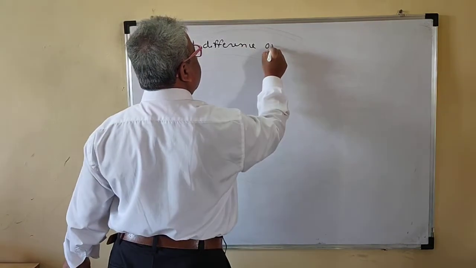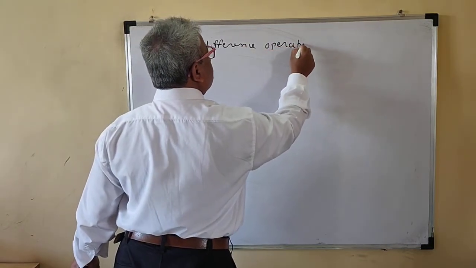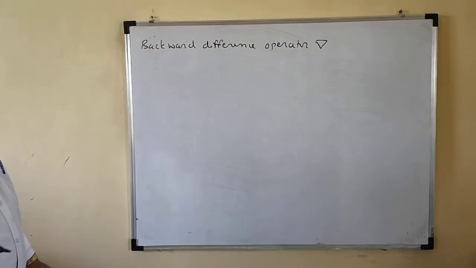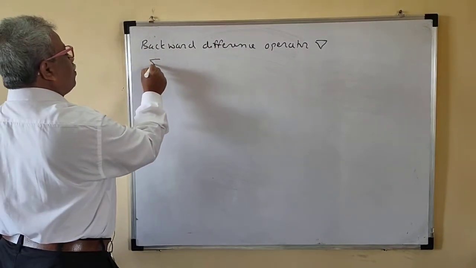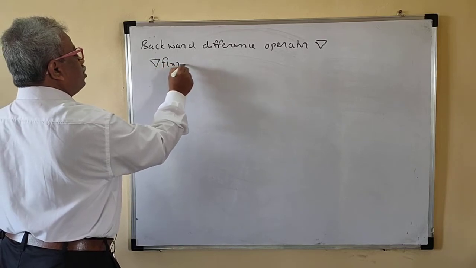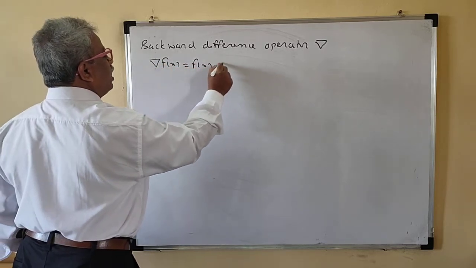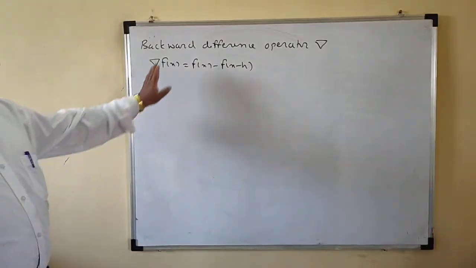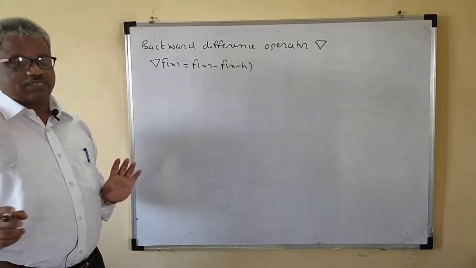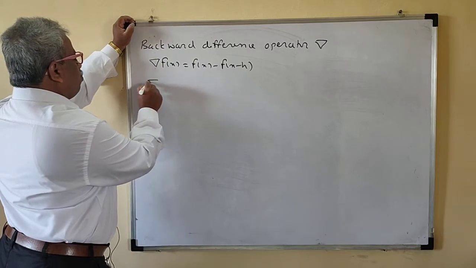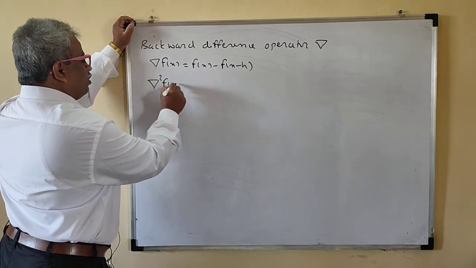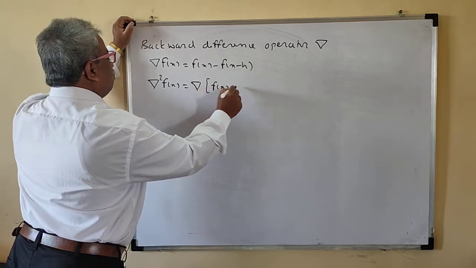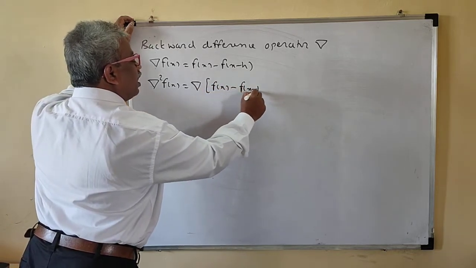Backward difference operator. It is denoted by nabla. So nabla f of x is f of x minus f of x minus h. Okay, so now we'll see how to find this. This is f of x minus f of x minus h.